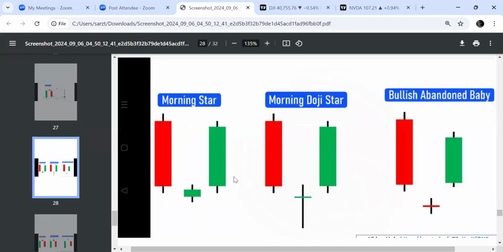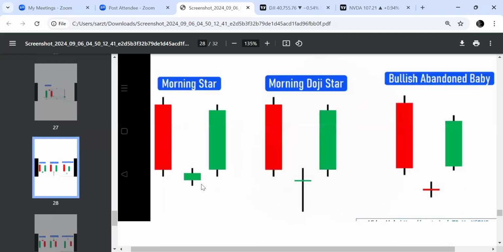And there are some differences. Here, if the middle candle is a spinning top, then we call it a morning star. Instead of a spinning top, if a doji candle forms in the middle, we call it a morning doji star. And we call it an abandoned baby.